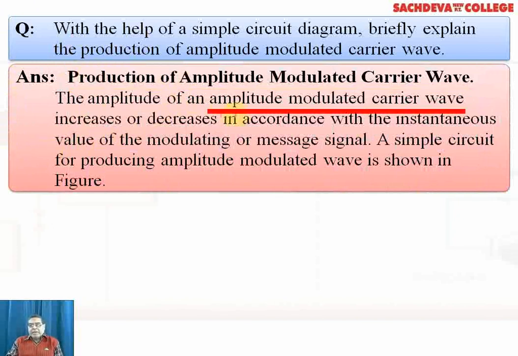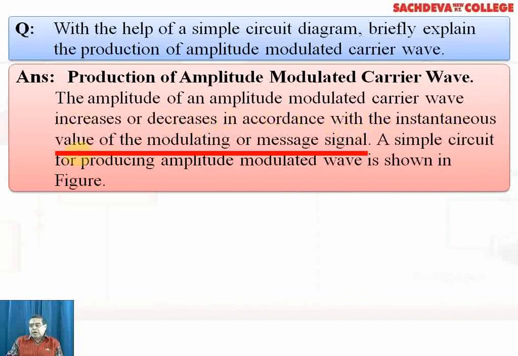The production of amplitude modulated carrier wave: the amplitude of an amplitude modulated carrier wave increases or decreases in accordance with the instantaneous value of the modulating or message signal. Message signal means the audio signal, and modulation means the signal in the form of an electrical signal superimposed on the carrier signal. That is called the modulating or the message signal. A simple circuit for producing the amplitude modulated wave is shown in the figure.